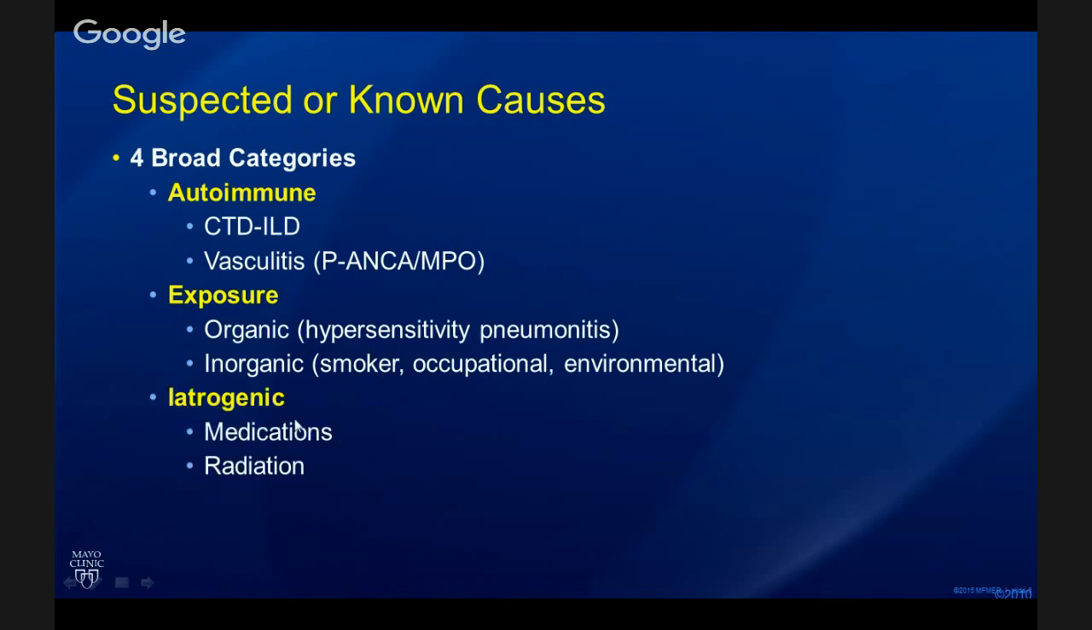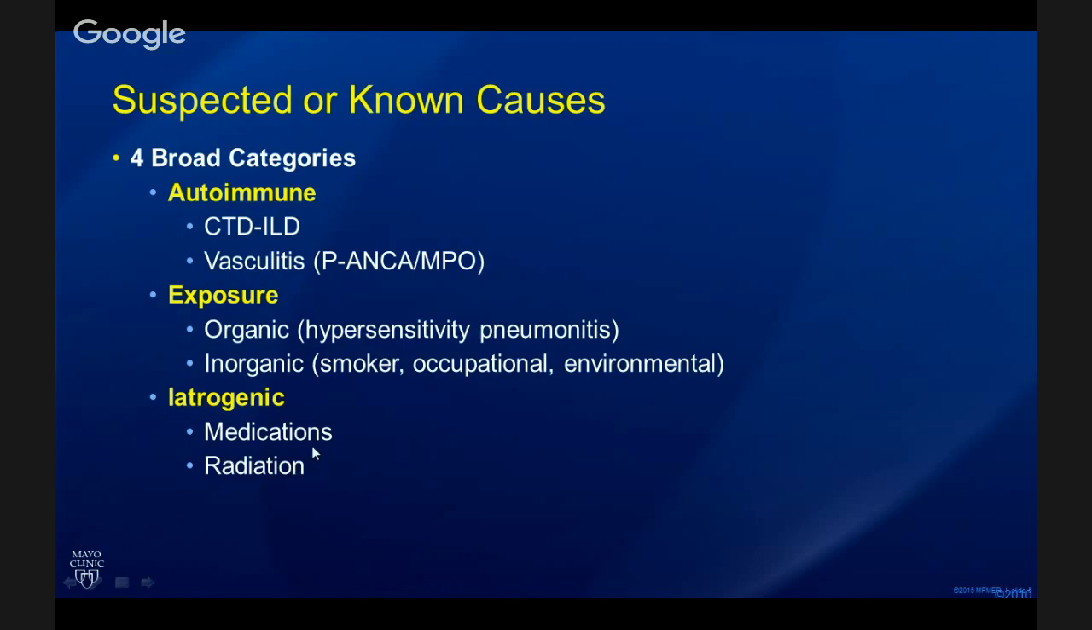The third broad category is called iatrogenic. Iatrogenic simply means that medicine or physicians, or when you seek care, things are done to you that can result in lung scarring or in this interstitial process in the lung. Two broad categories highlighted are medications and radiation. There are specific medications that doctors often check to see if you've had an exposure to.